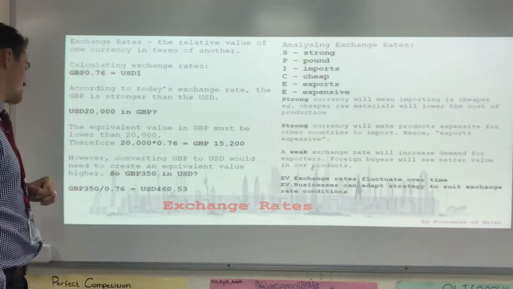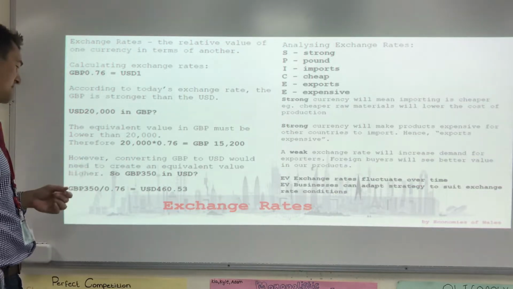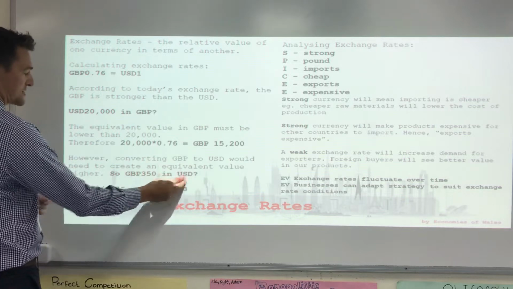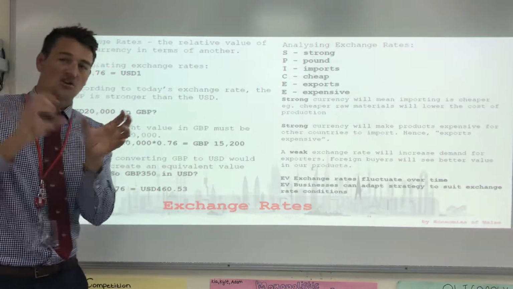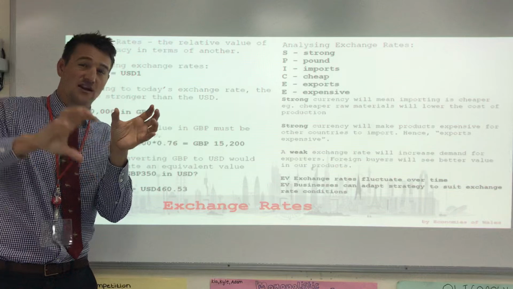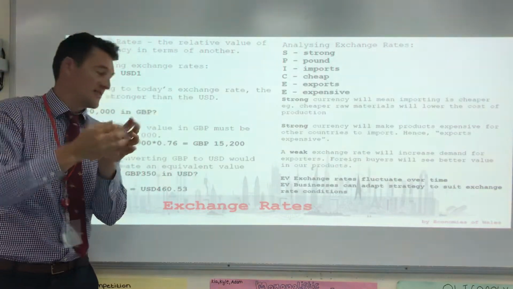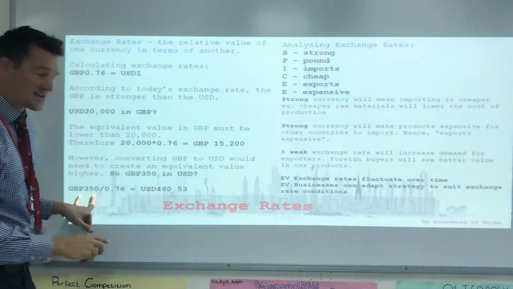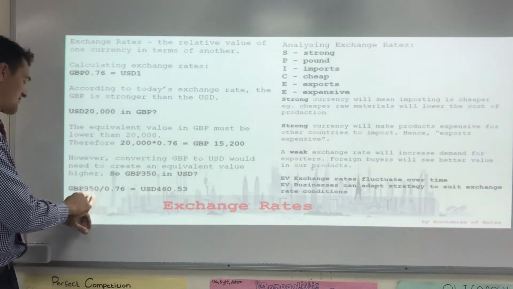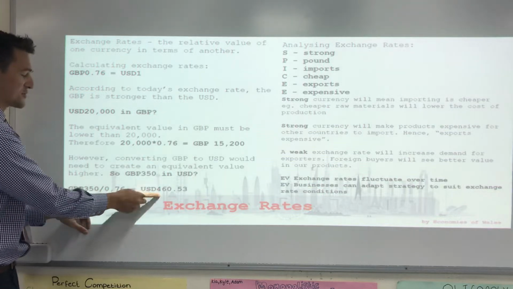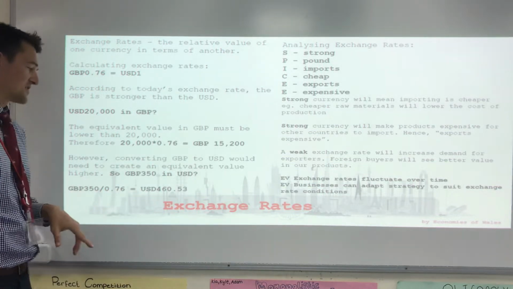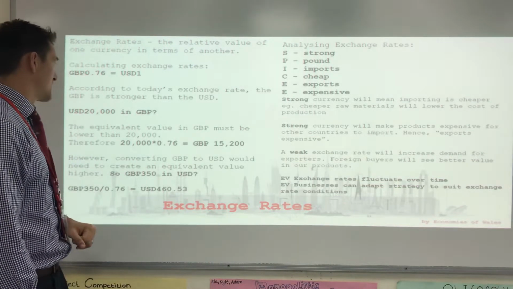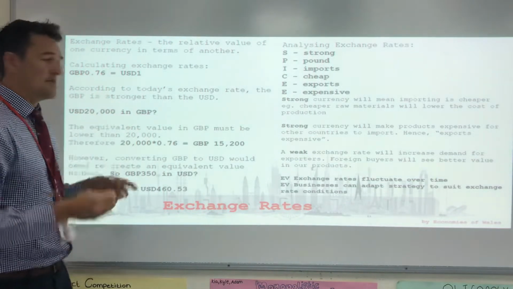Converting Great British pound to US dollars would need to create an equivalent value higher, okay? So let's say we want to find 350 Great British pounds in US dollars. Well, US dollars, it's going to be larger than the 350 because it's the weaker exchange rate. It's going to take more dollars to buy 350. So I've got to look at my exchange rate, 0.76, and this time it's going to be divide because I need to generate a larger number. 350 divided by 0.76 equals 460.53 US dollars. I can see that, you know what, that looks correct. My calculations are done. Okay, so it's either divide or multiply by the exchange rate, but you've got to understand which is the stronger.